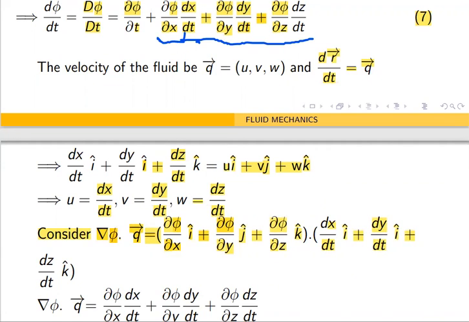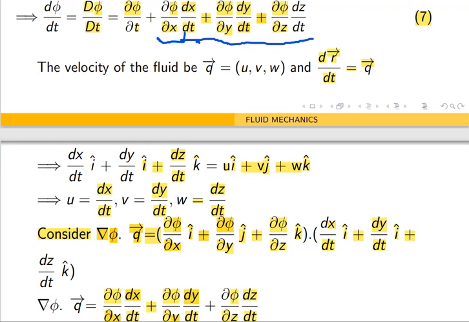So take the dot product. The dot product will be nothing but dou phi by dou x into dx by dt, plus dou phi by dou y into dy by dt, ordinary dot product, plus dou phi by dou z into dz by dt, from the k components.